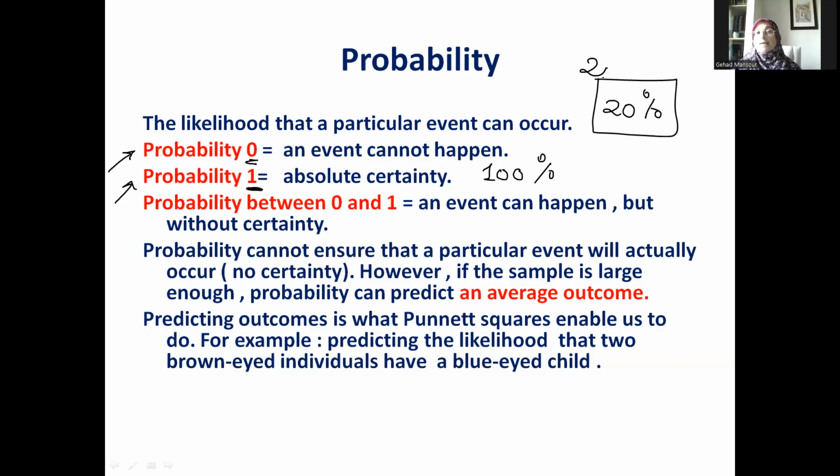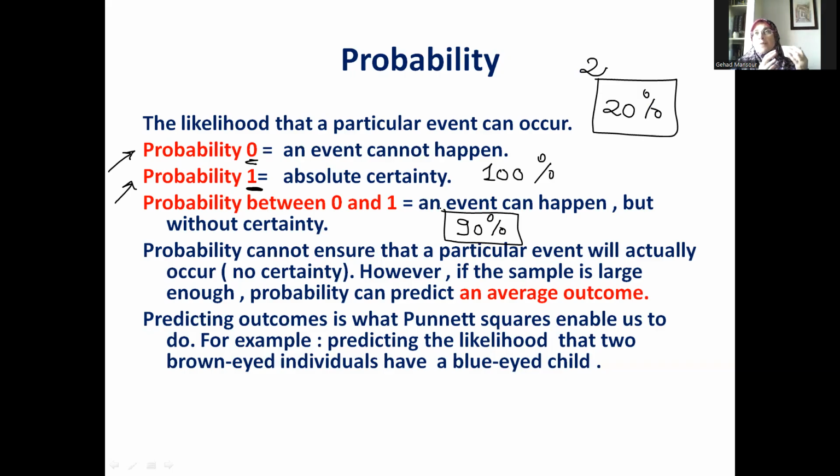Even when you say that this event has a 90% likelihood to occur, this doesn't mean that this event will certainly occur. So probability cannot ensure that a particular event will occur with certainty, okay? But it can just give you an average outcome.